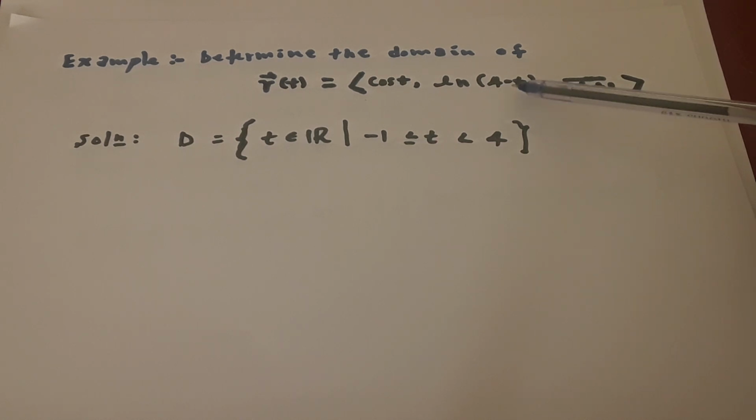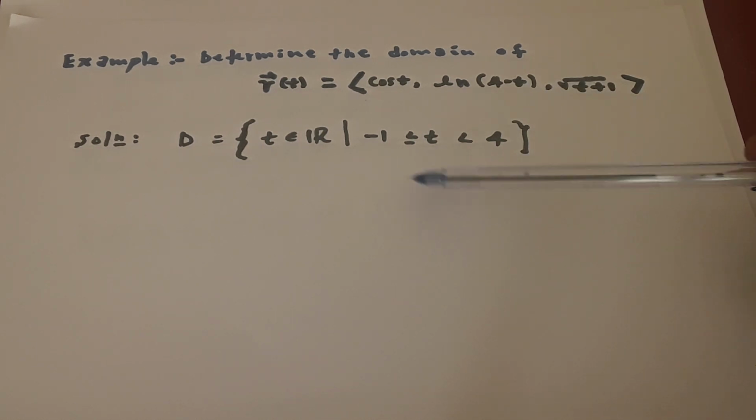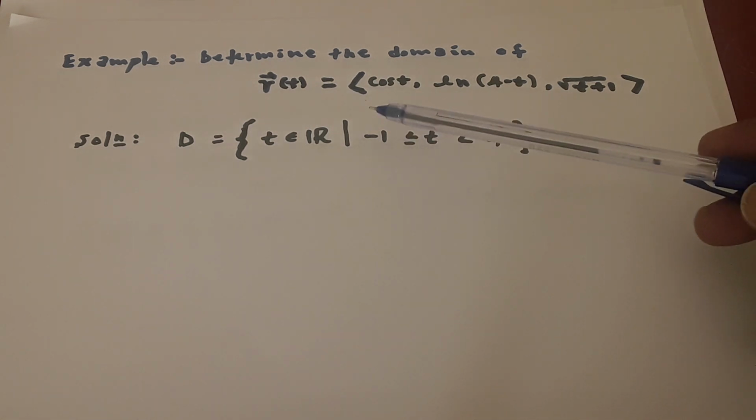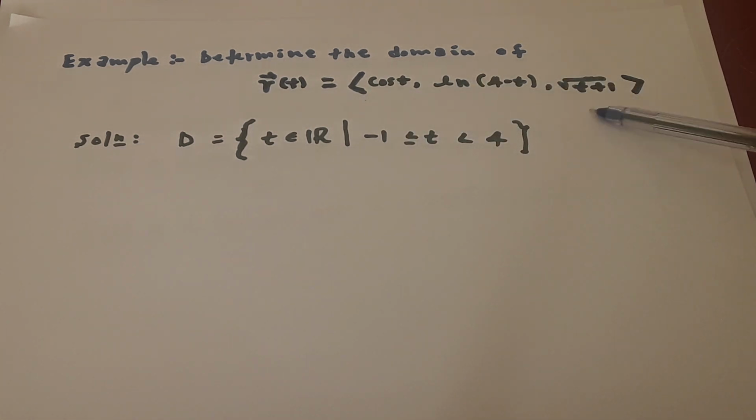Again, 4 minus t is positive, greater than 0. That means t is less than 4. So we just combine them to have this form as the domain of the given vector valued function, emanating from the definitions of the individual components for some value of t. That's why the domain of the entire vector valued function depends on the restrictions of the individual components.